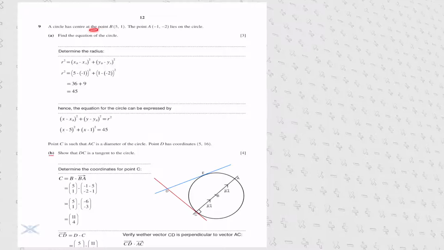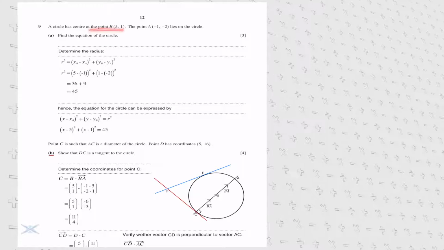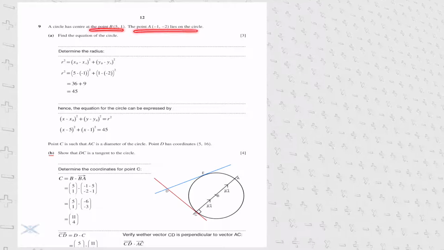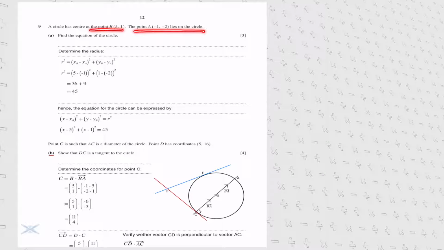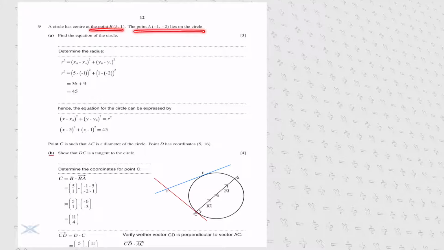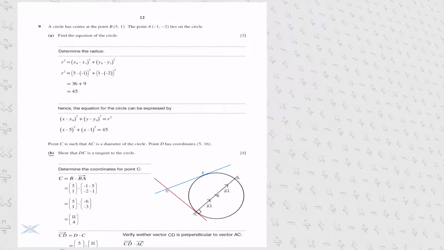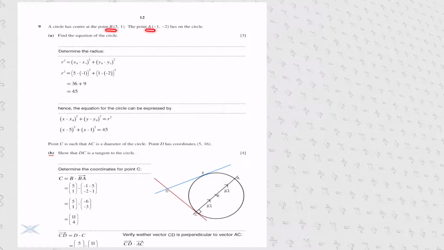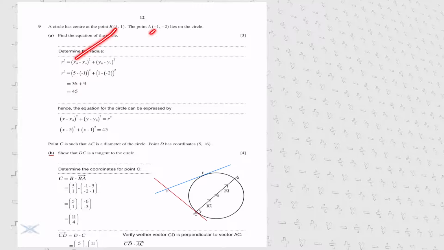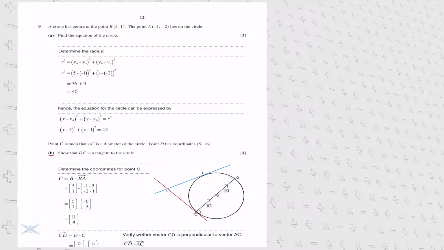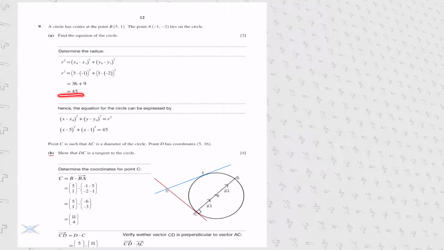Since we are provided with the center of the circle as well as with another point that lies on the circle, we will be able to calculate its radius employing the formula of the standard form of the equation for circles. After inserting the coordinates of points A and B accordingly into the formula, we will be able to conclude that r squared equals 45.